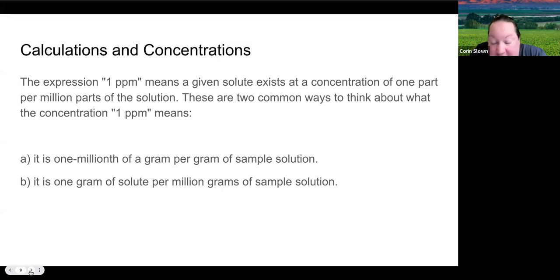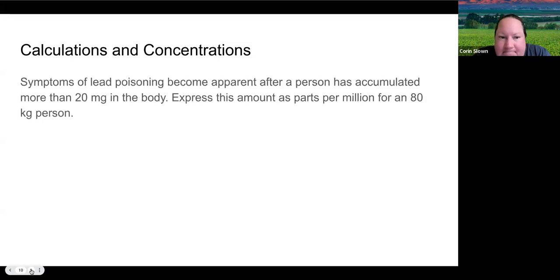Oftentimes, when we're creating a concept map or creating connections between ideas, if you have a new problem, a new scenario, a new context, that can make solving a challenge if you don't have a reference. And so having a reference for ppm of, oh, that's 1 gram per million grams of sample solution is a really great reference point. And if you have that, then you can go about solving for any number of problems that ask you about ppm. So let me show you an example of how you can think about it.